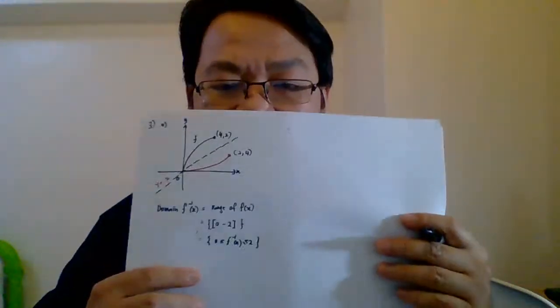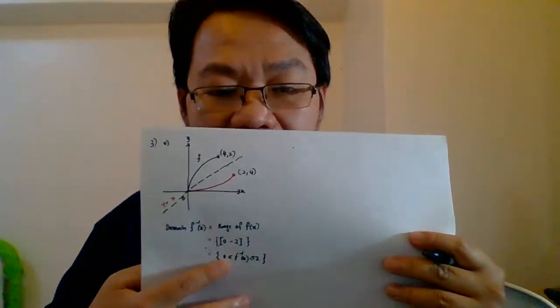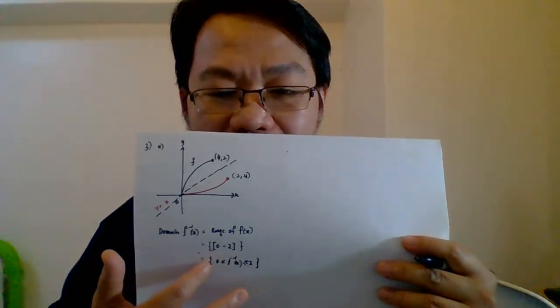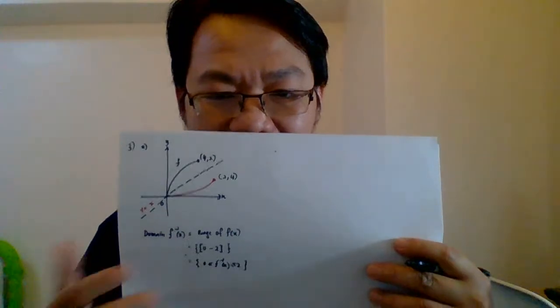Or what we can do is, if you guys don't like an answer like this, you guys can write like this, okay? From 0, we also can write down like this: 0 less than or equal to f inverse x less than or equal to 2. Don't forget the open and close curly brackets. So, whichever you like, alright? That is 3A.